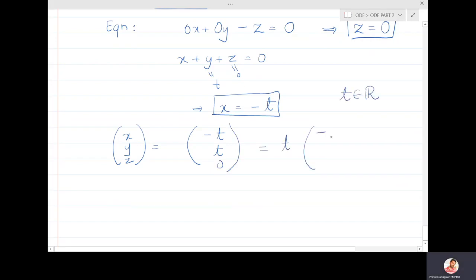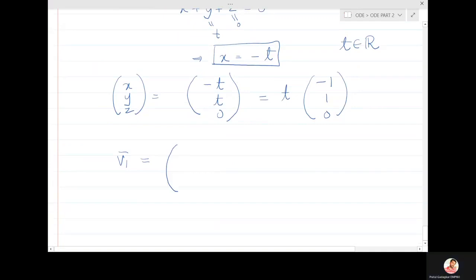If I can write it as minus 1, 1, 0, so v1 bar can be chosen to be minus 1, 1, 0. Okay. Now, once I get v1 bar, what is the eigenvalue? Eigenvalue is lambda 1 equal to 1.